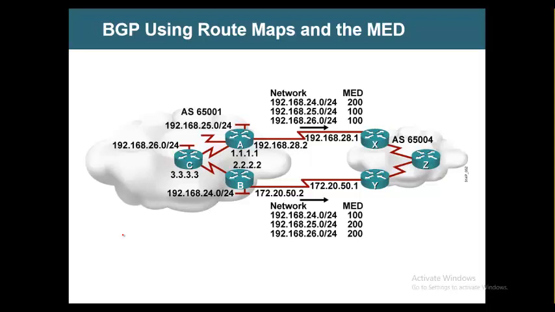MED is advertised between eBGP, no doubt, between autonomous systems. And this is also true: whatever X learned as MED will also be known to Y if you have an iBGP neighbor, and Y will be advertising to X as an iBGP neighbor. Z also will know. But after Z, if you have some other router, they will not know.